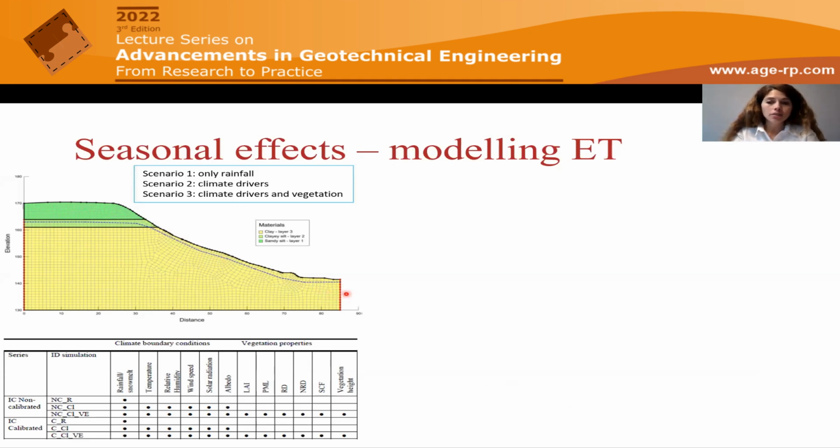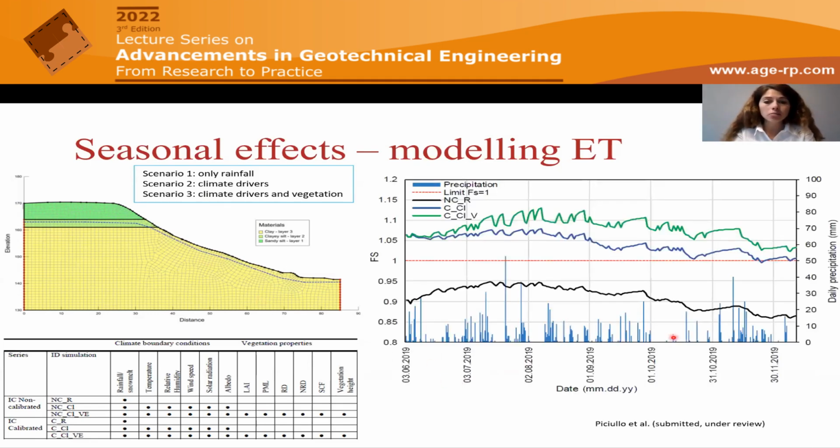One scenario was only considering the actual rainfall registered from a nearby weather station. The second scenario was considering also evaporation, including climate drivers such as air temperature, wind speed, and relative humidity. And the last series was considering both the climate drivers and the presence of vegetation. These effects are taken into account by calculating the evapotranspiration value through the Penman-Monteith equation applied as a boundary condition.